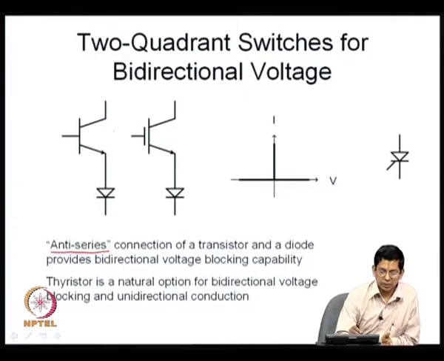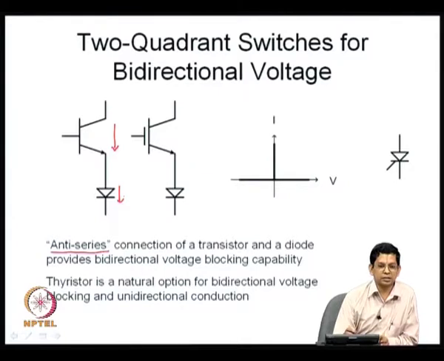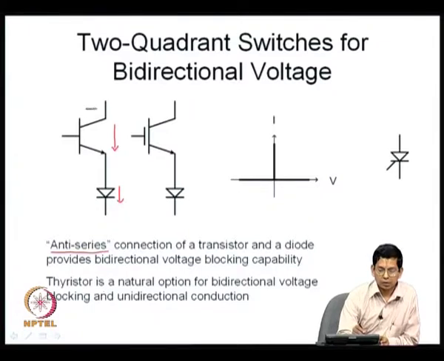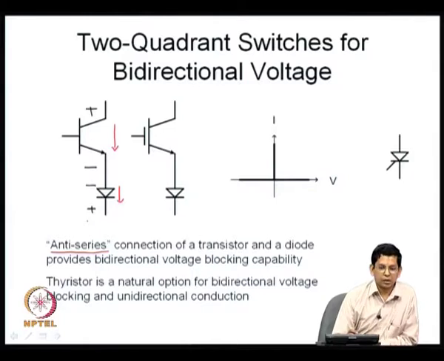Is in some sense I have connected transistor and diode in such a fashion that they conduct in the same direction. But when you look at their voltage blocking abilities, transistor will be blocking with this polarity and the diode will be blocking with an opposite polarity. So, there are two basic semiconductor devices which can actually block in different polarities and you have put them in series. So, this is how you can achieve now a bipolar voltage blocking capability.